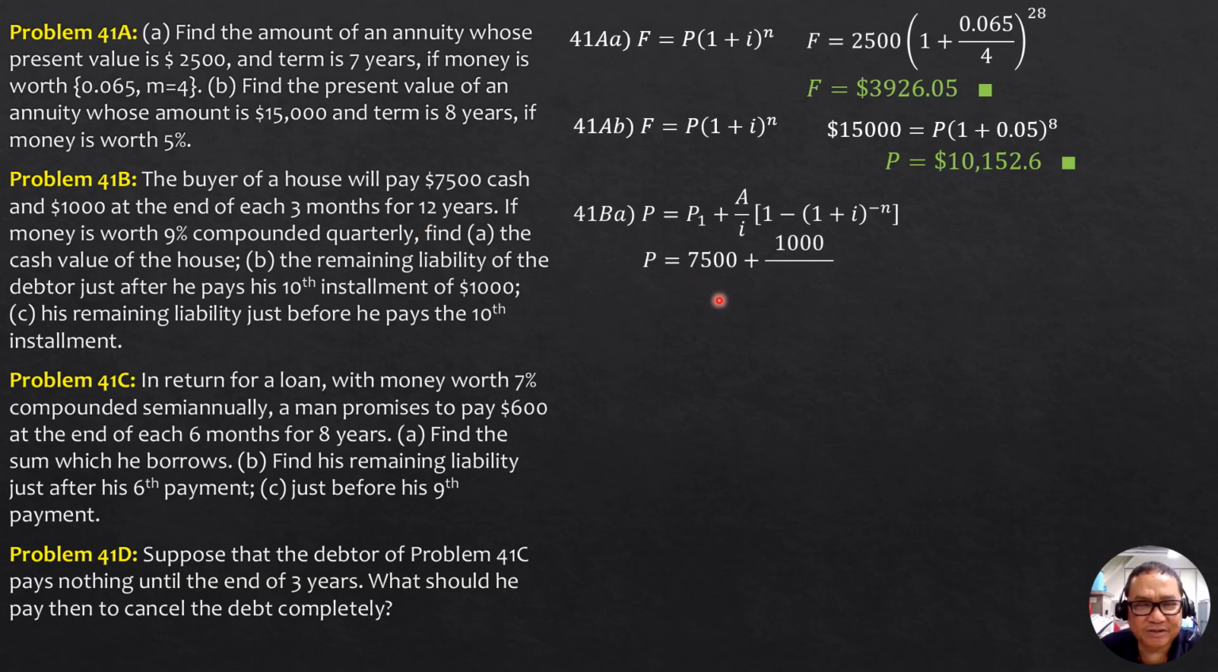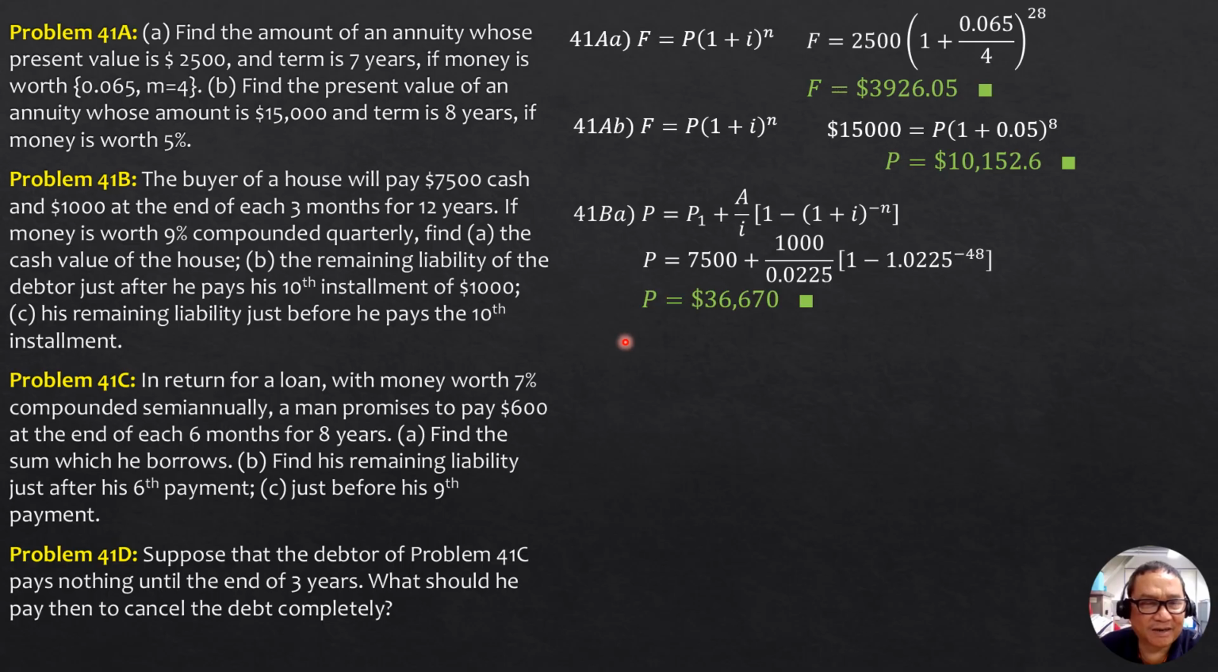So substitute 7,500 plus 1,000 over 0.0225. Again, 0.0225 is equal to 0.09 divided by 4. Then quantity 1 minus quantity 1.0225 raised to negative 48. 48 is 4 times 12 years. So solving for P is equal to $36,670.